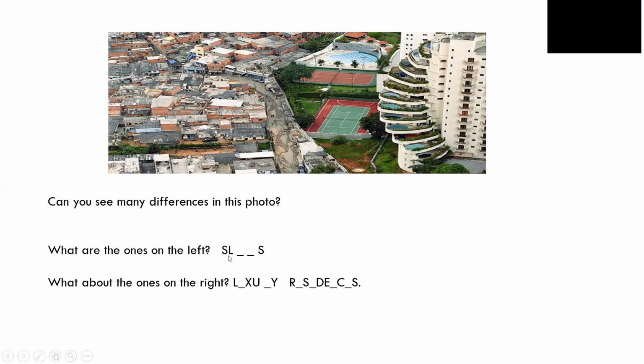Now, what are the ones on the left? S, L, and S. They are slums. S-L-U-M-S. This is what you'd say in Turkish, gecekondu. The second one, what about the ones on the right? Wow. What's that? They are luxury residences. Slums on the left, luxury residences on the right.